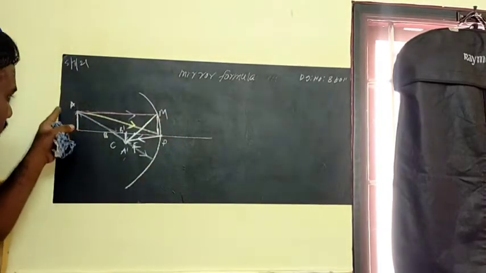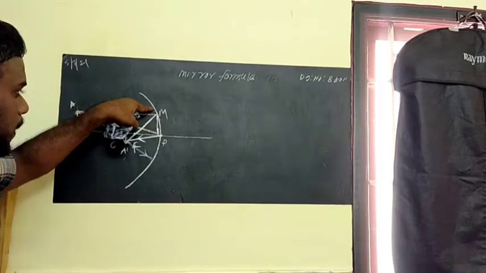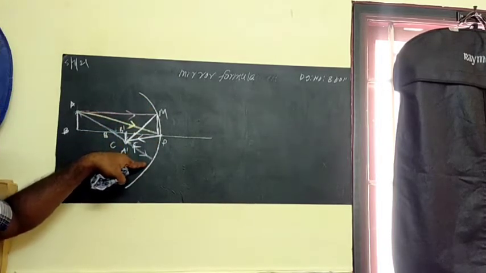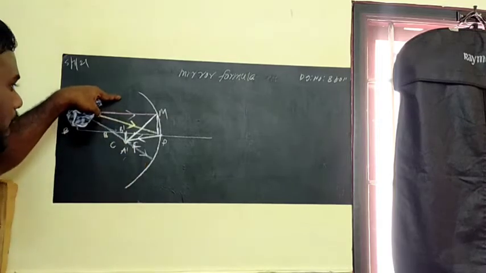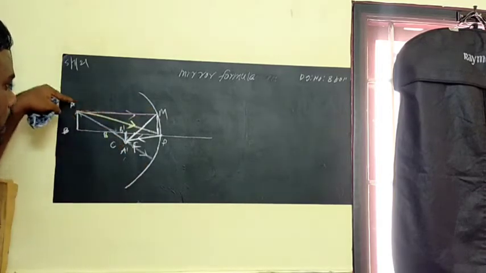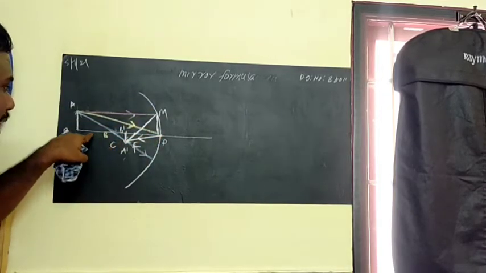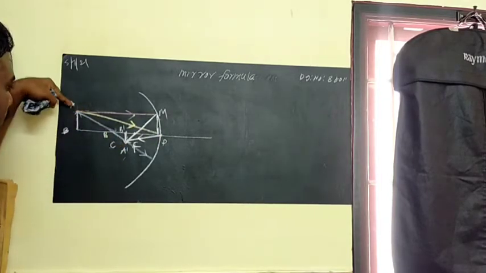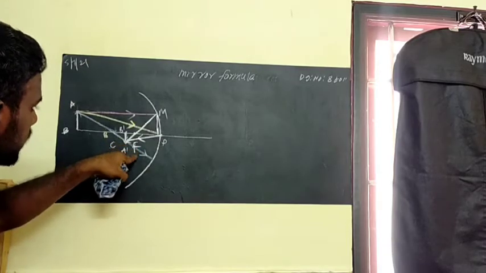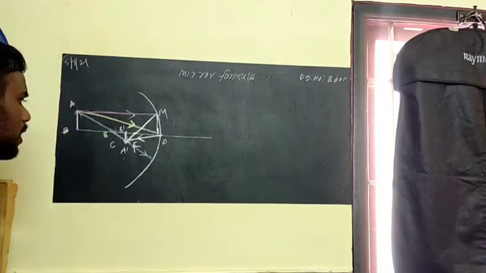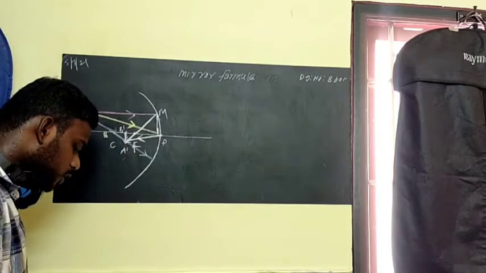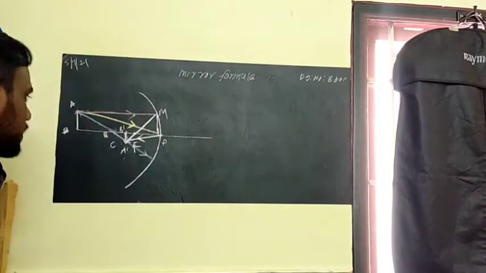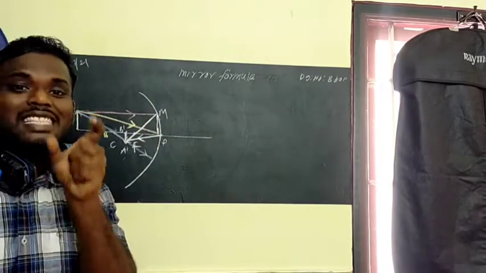So we see the three rays. One ray is parallel to the principal axis, another ray strikes the pole, and another ray passes through the center of curvature. Then after reflection, if it is parallel, it meets at the focus. If it strikes the pole, it will reflect by taking the principal axis as the normal. And the third one, when the light ray passes through C, it will reflect in the same path. Is that clear? So according to this, I am going to prove the mirror formula. For that, we need two similar triangles.